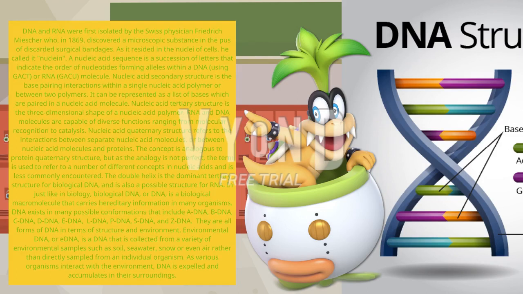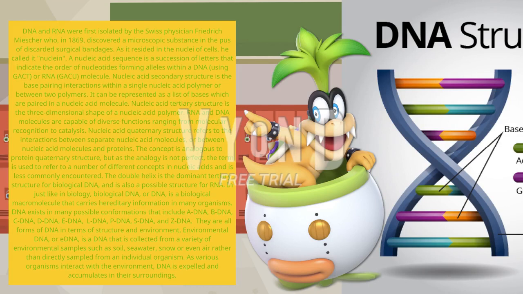2,6-diaminopurine. DNA and RNA were first isolated by the Swiss physician Friedrich Miescher who, in 1869, discovered a microscopic substance in the pus of discarded surgical bandages. As it resided in the nuclei of cells, he called it nuclein.